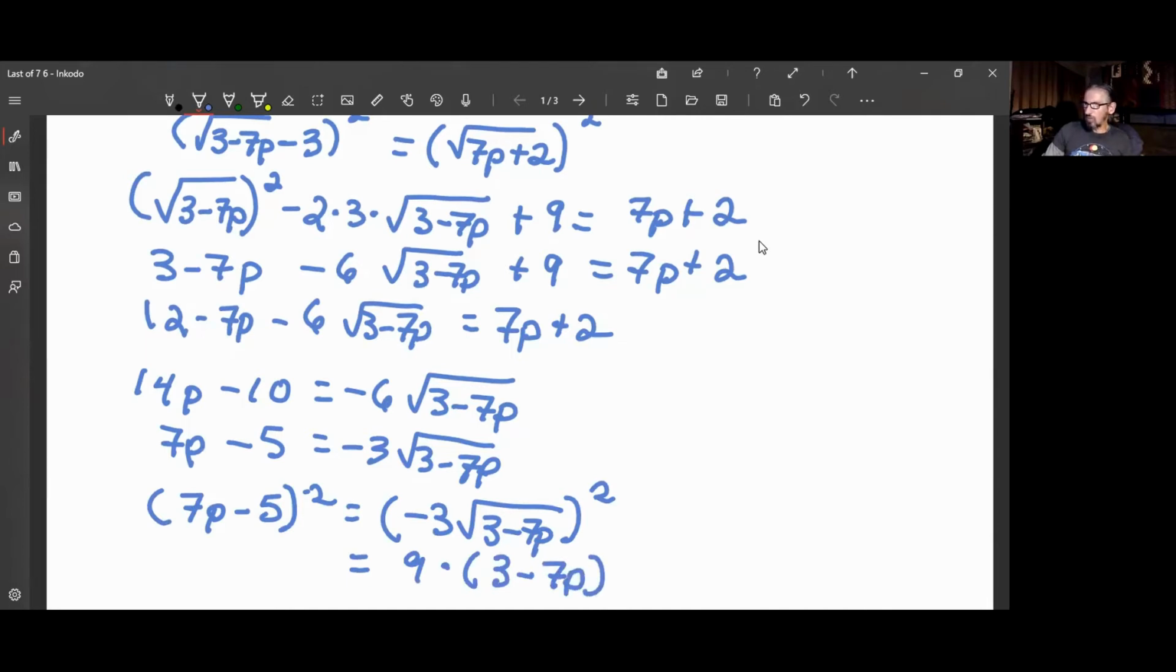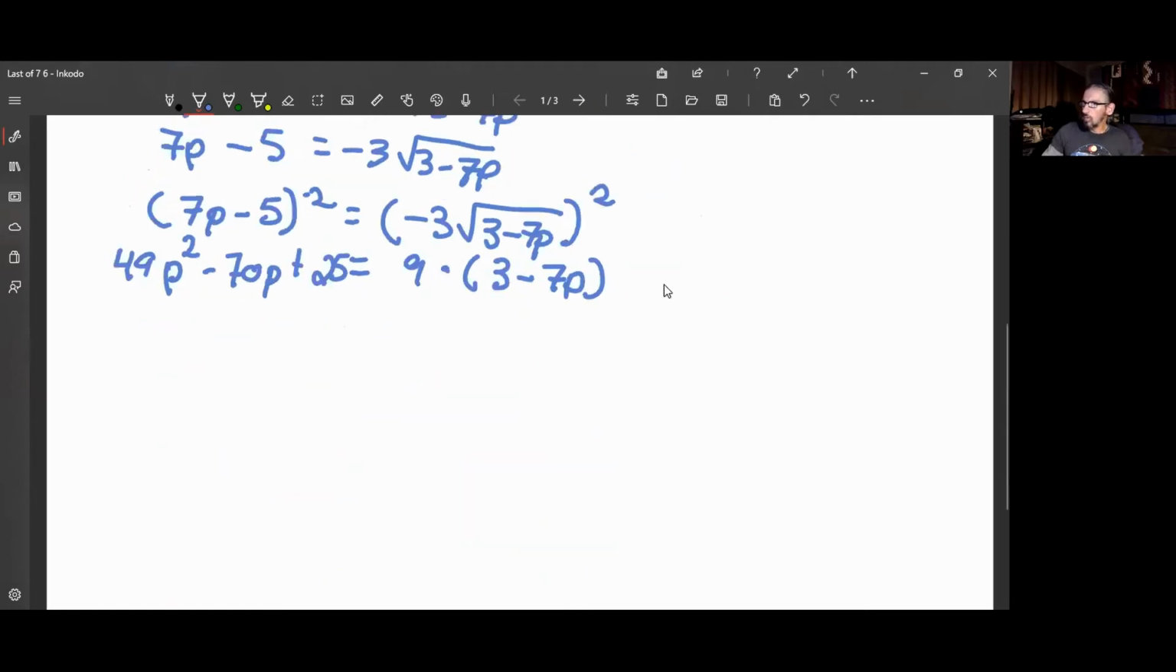Either FOIL this out, 7p minus 5 times itself, or use that special formula. 7p squared would be 49p squared. 7p times negative 5 is negative 35. We have to double that. Followed by negative 5 squared is 25. So distribute on the right-hand side.